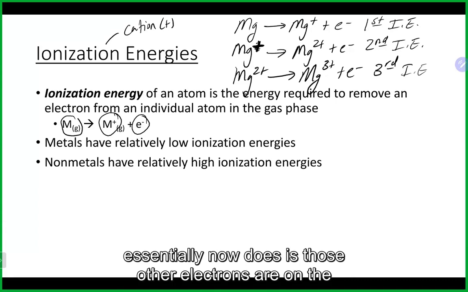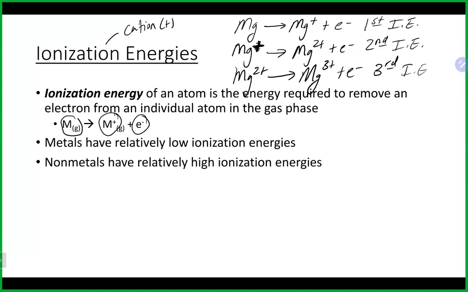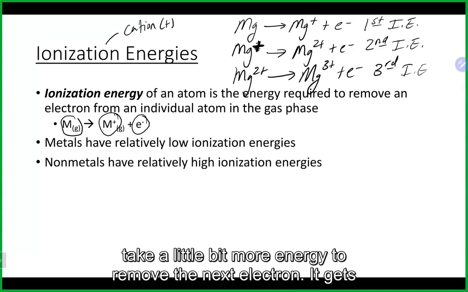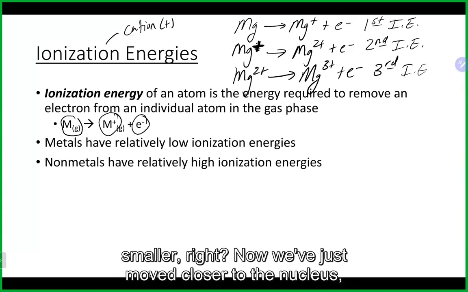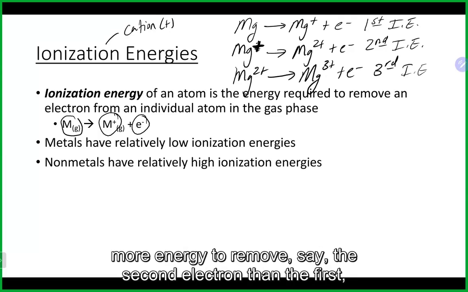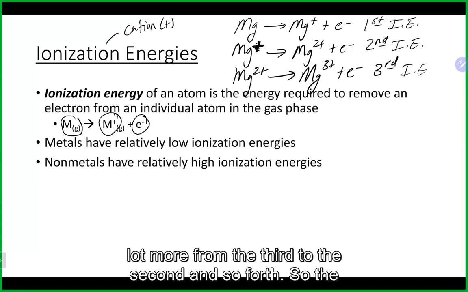And what that essentially now does is those other electrons that are on the outside now find themselves closer to that nucleus, right? Which means it's going to be held tighter. So it's going to take a little bit more energy to remove the next electron. It gets smaller, right? Now we've just moved closer to the nucleus, going to take more energy and more energy. So it takes a lot more energy to remove, say, the second electron than the first, a lot more from the third than the second, and so forth.